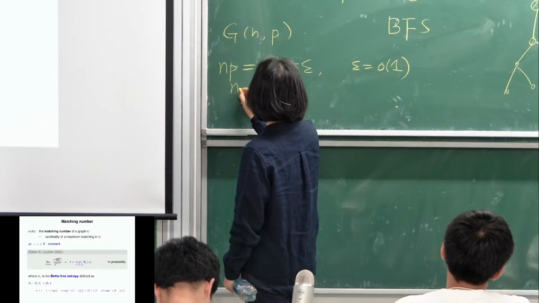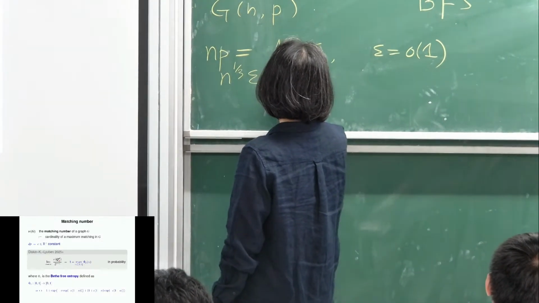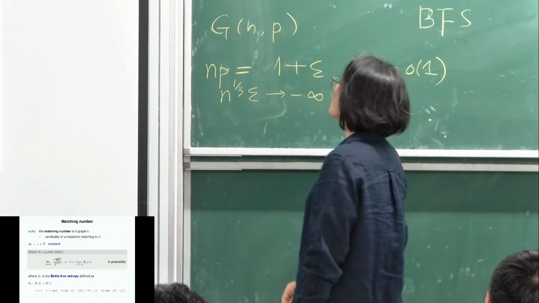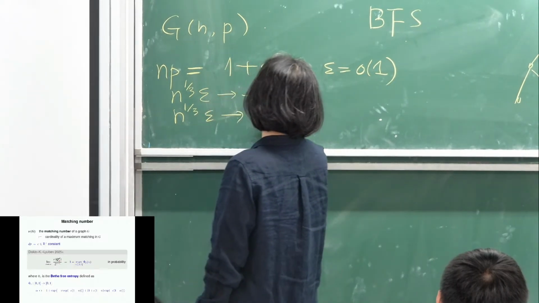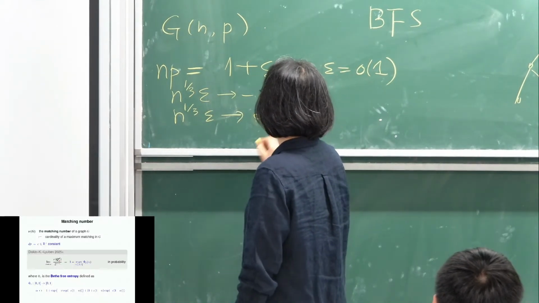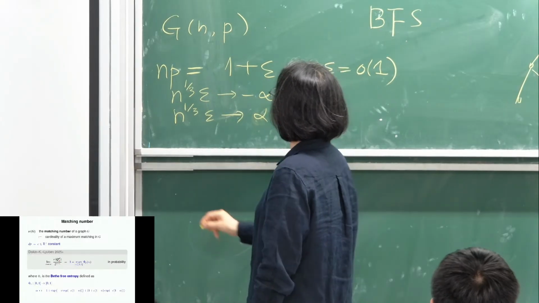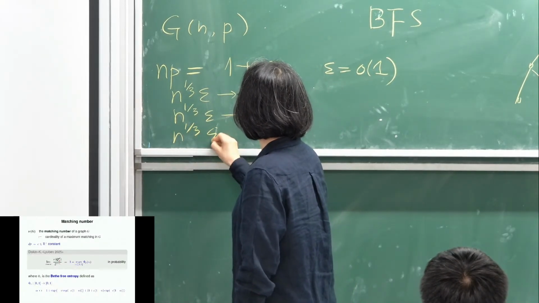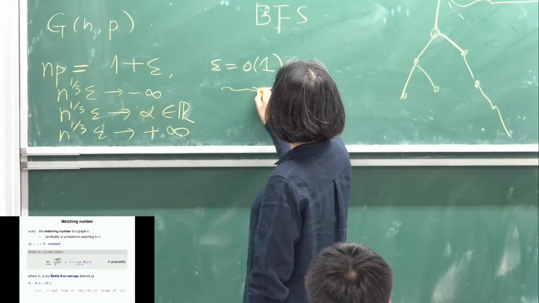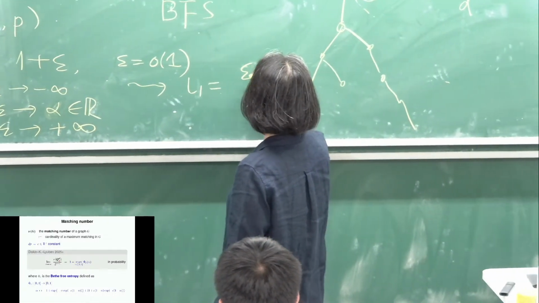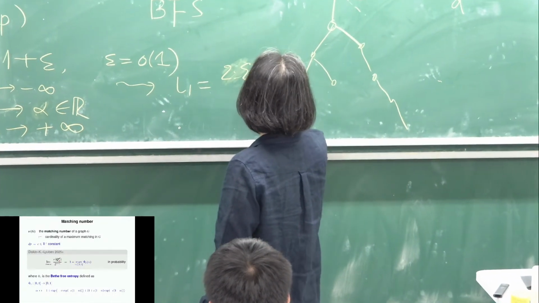If n to the 1/3 times epsilon tends to negative infinity, it is so-called weakly subcritical. When n to the 1/3 times epsilon tends to a constant, any constant, that is the critical window. Or n to the 1/3 times epsilon tends to positive infinity, then the size of the giant is about 2 epsilon n.